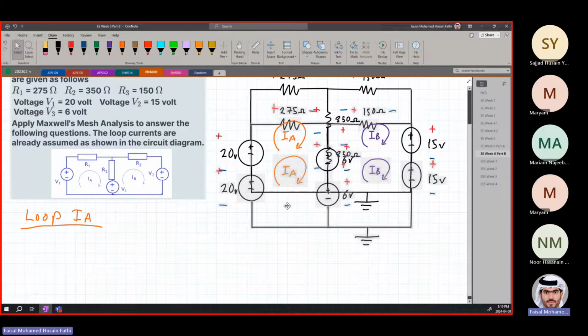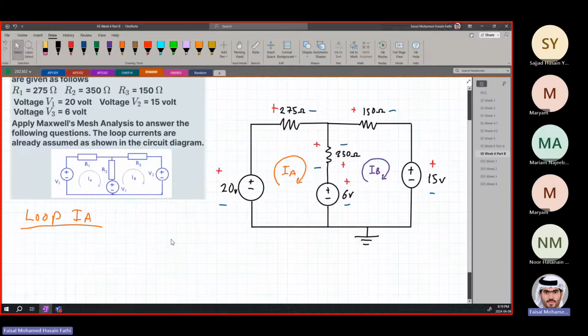This is going to be our first loop that we will do the analysis for. Let's start from the voltage source. It is 20 volts, so it's going to be plus positive 20 volts. Then it's going from minus to plus. If you look at the current, it's going like this. Then this is the current direction from IA.